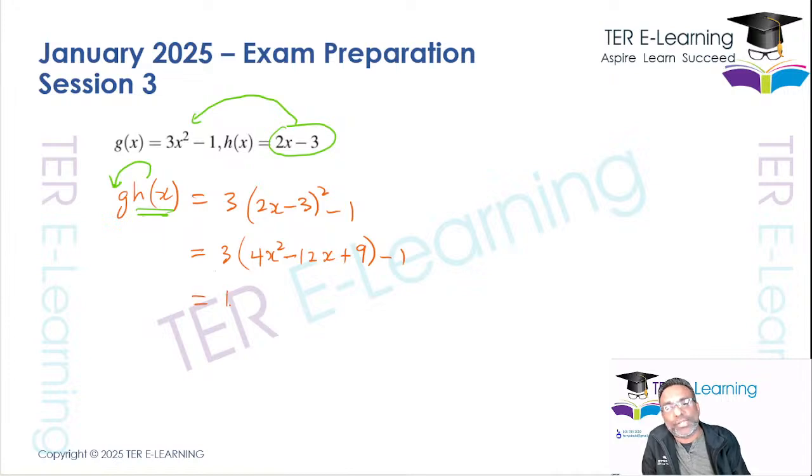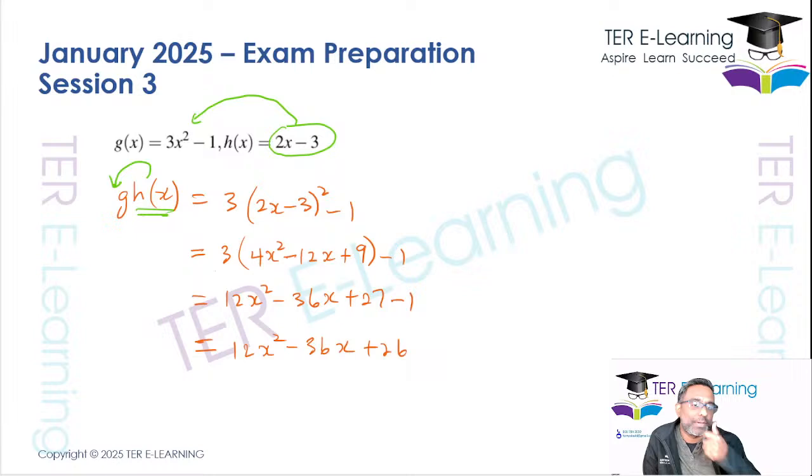So this is going to be 4 3s are 12x squared minus 36x plus 27 minus 1. So this is going to be 12x squared minus 36x plus 26. So that's my answer there. That's my composite function.